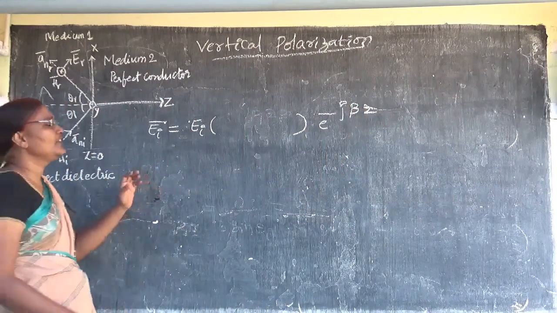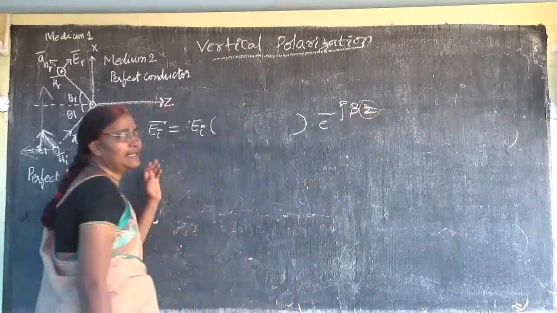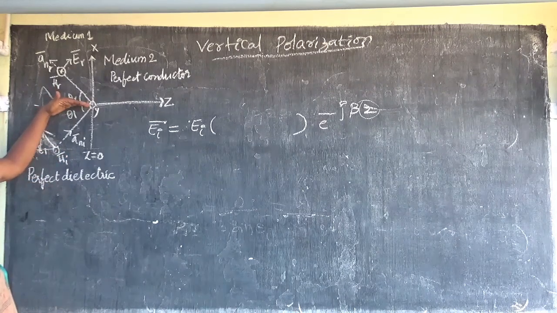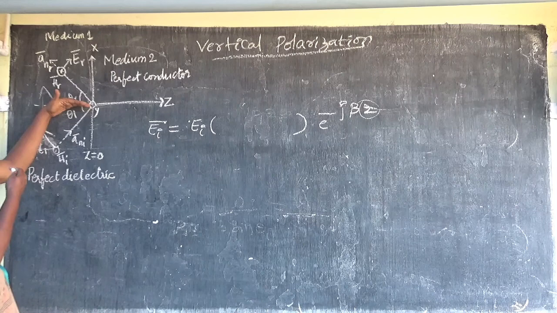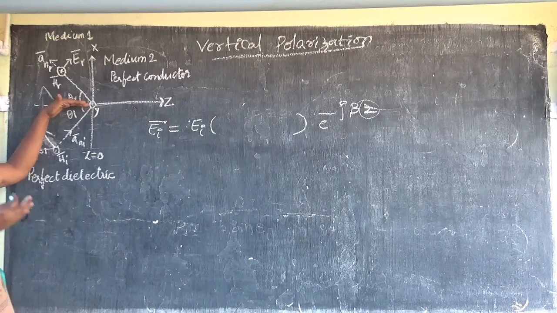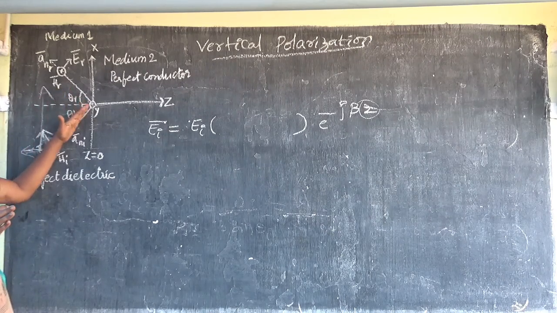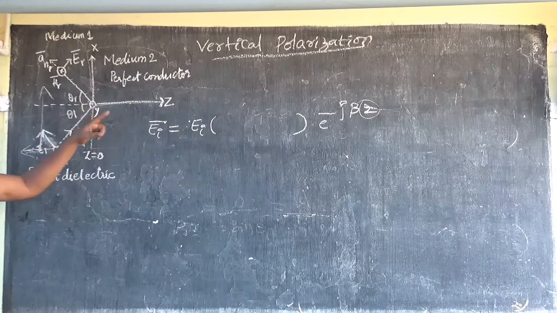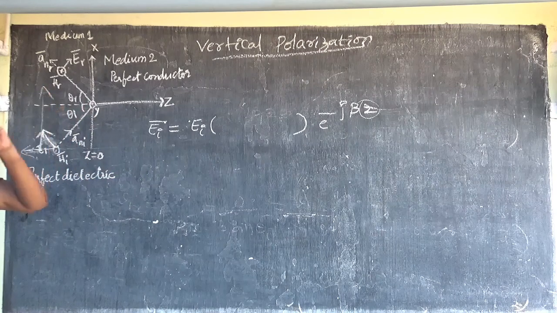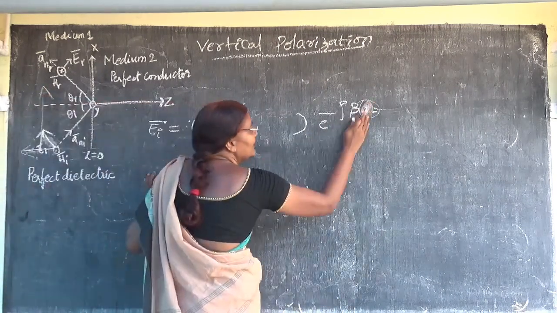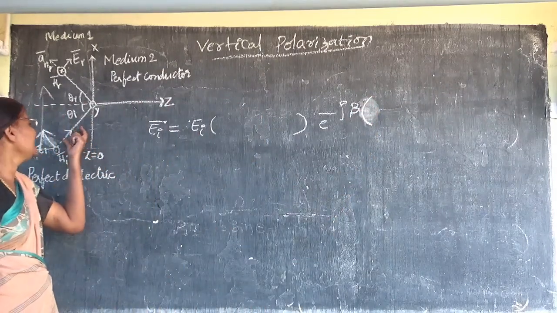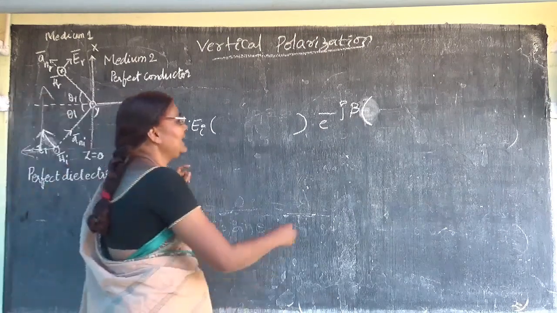But here we do not have the propagation along the z direction. If it were normally incident on the plane, we could consider the wave as propagating along the z direction. But here the wave is not incident normally, it is incident obliquely. So the wave is not propagating along the z direction. In which direction will it propagate? That will be decided by the propagation vector.